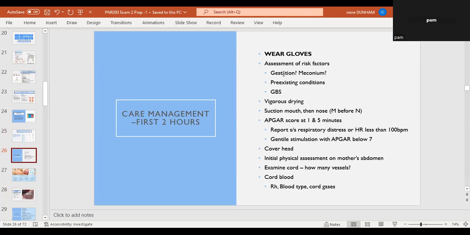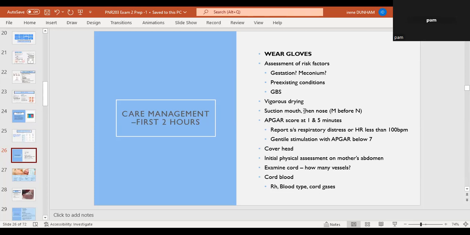How many weeks gestation is this baby? Does this baby have meconium in utero? I need to know that. Pre-existing conditions: if mom is GBS, group B strep positive, did she get antibiotics during labor? Was there vigorous drying? Because I want to make sure this baby stays warm. Let me tell you, babies lose their body heat very, very quickly, through evaporation, conduction, convection, and radiation. So you want to make sure that you dry this baby off.